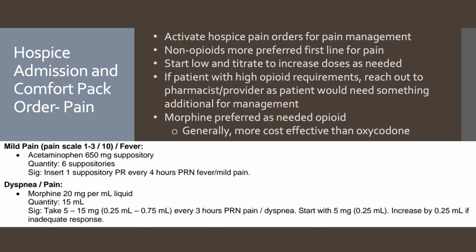And it is just important to pay attention to, and for me to mention, that non-opioids in general are more preferred first line for pain. They generally are more effective, and we just want to avoid the opioids where we can. As in the morphine instructions, we do want to start low and titrate to increase doses as needed. And it is important to note that if a patient is having high opioid requirements, you would want to reach out to the pharmacist and/or provider, as at this time the patient would likely need something additional for pain management.